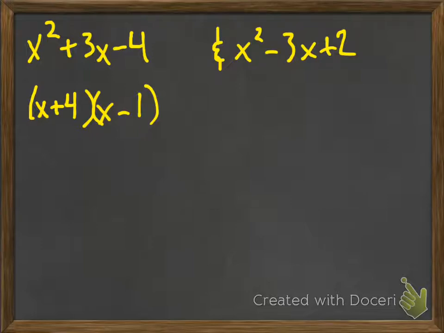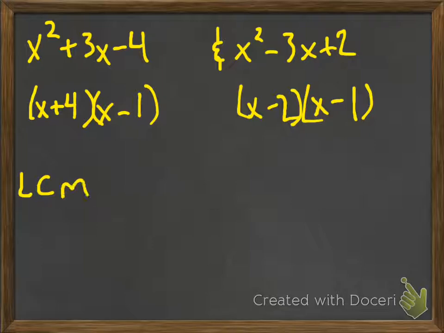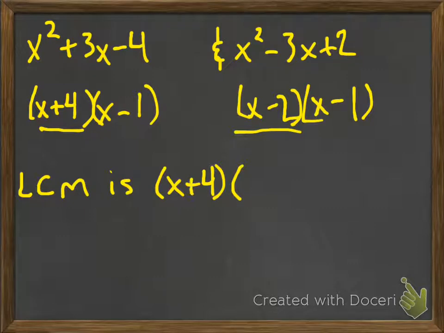On the other one, minus plus is minus minus. And then factors of 2 are 1 and 2. And then I can see here that I've got the least common multiple. Let's look at this. We got the x plus 4, so we're going to put that x plus 4. And then on the next one, we're going to say the x minus 2.